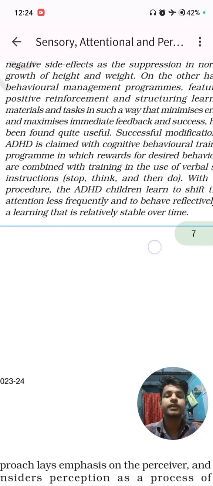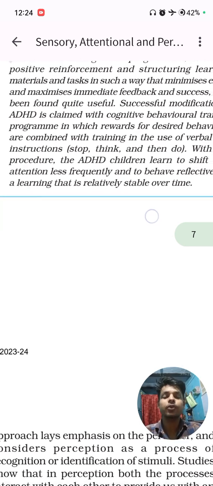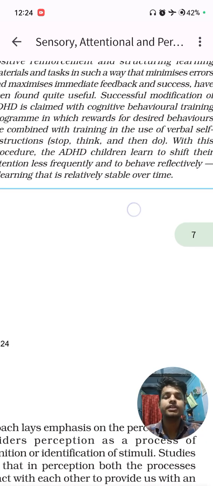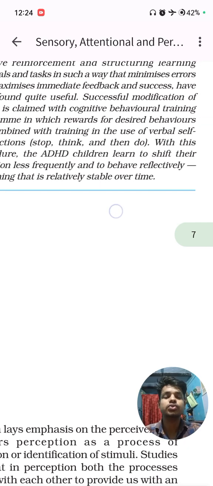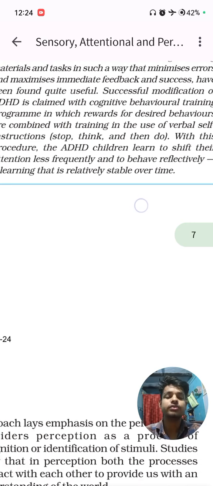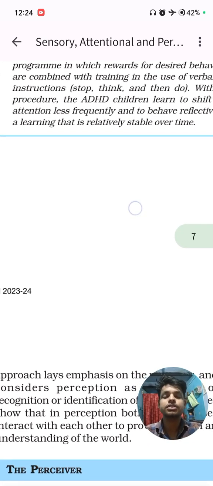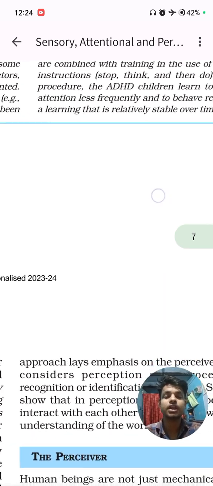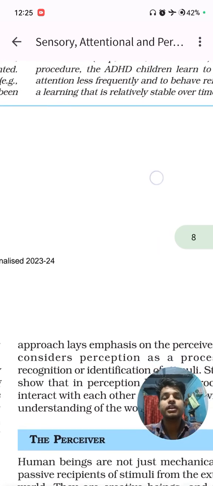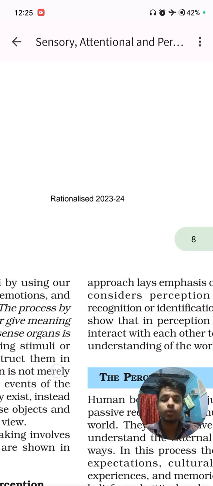Successful modification of ADHD is claimed with a cognitive behavioral training program in which rewards for desired behavior are combined with training in the use of verbal self-instruction: stop, think, and then do. With this procedure, the ADHD children learn to shift their attention less frequently and to behave reflectively, a learning that is respectable and relatively stable over time.